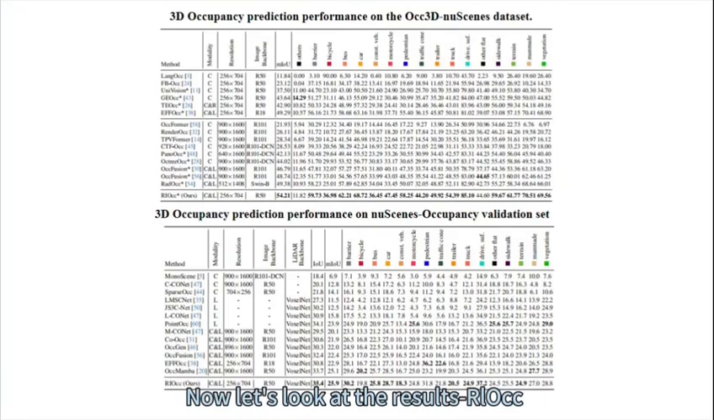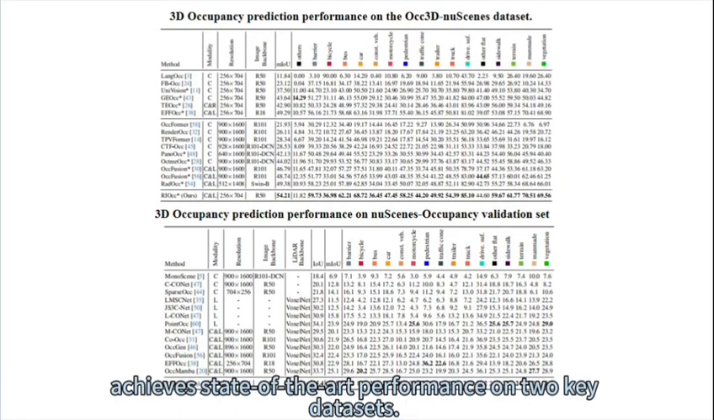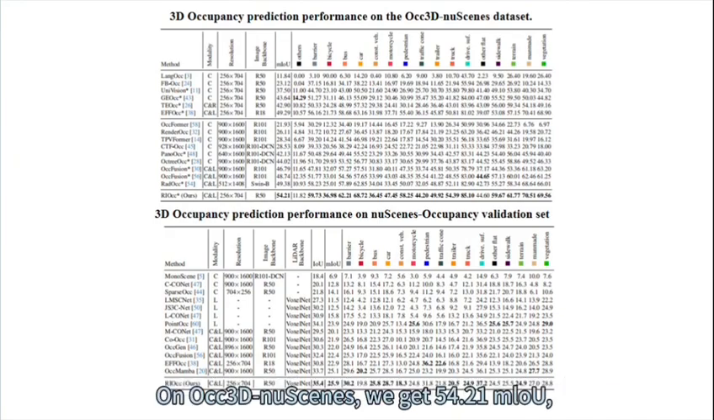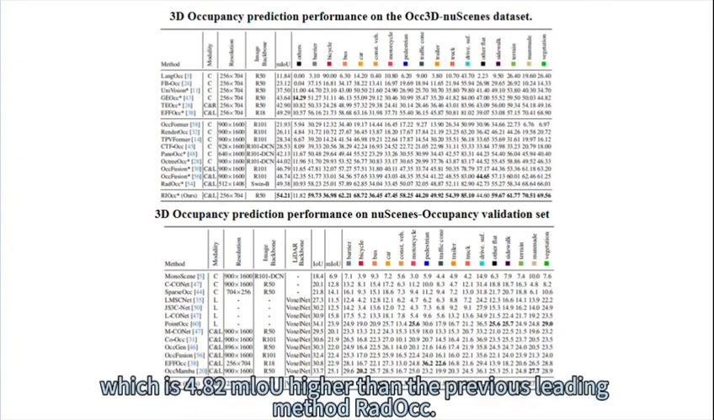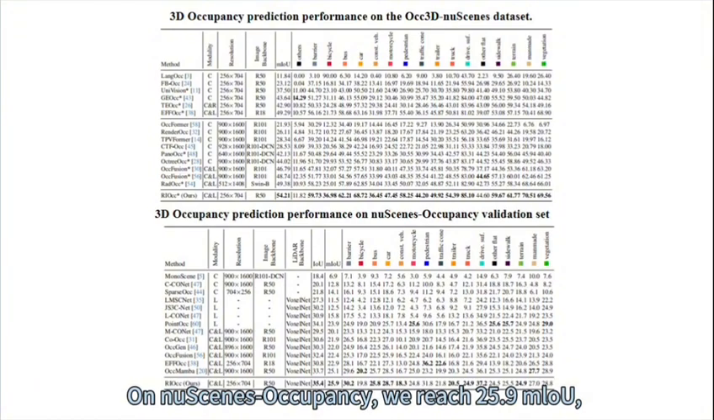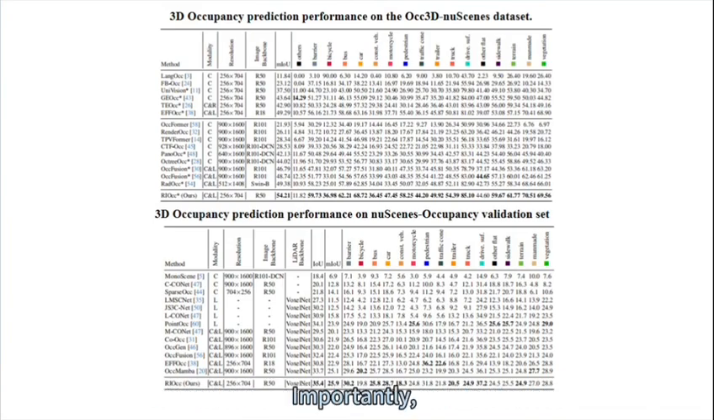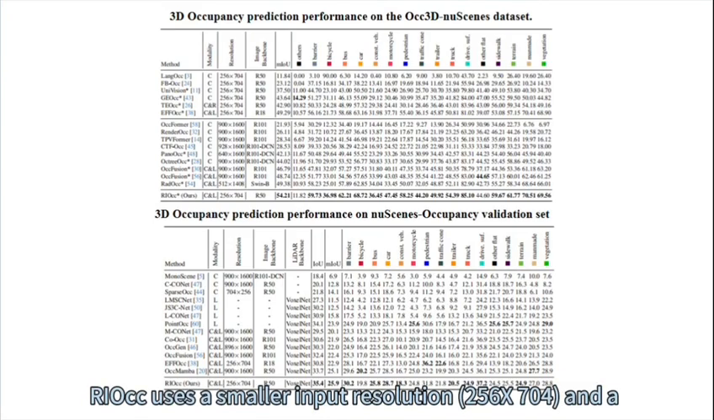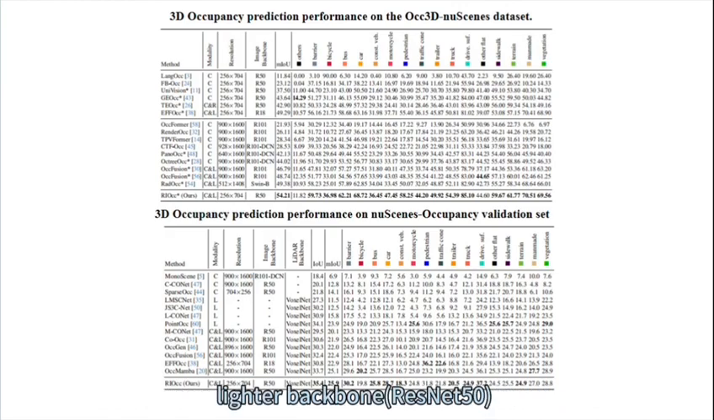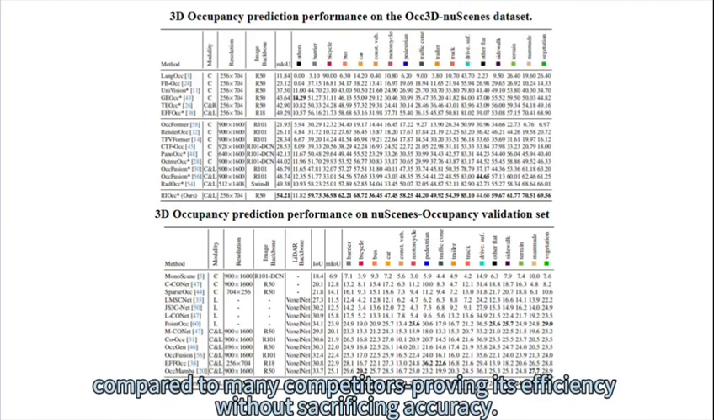Now let's look at the results. RIOcc achieves state-of-the-art performance on two key datasets. On Occ3D-nuScenes, we get 54.21 mIoU, which is 4.82 higher than the previous leading method. On nuScenes-Occupancy, we reach 25.9 mIoU, outperforming OccMamba and OccFusion. Importantly, RIOcc uses a smaller input resolution of 256x704 and a lighter backbone, ResNet-50, compared to many competitors, proving its efficiency without sacrificing accuracy.